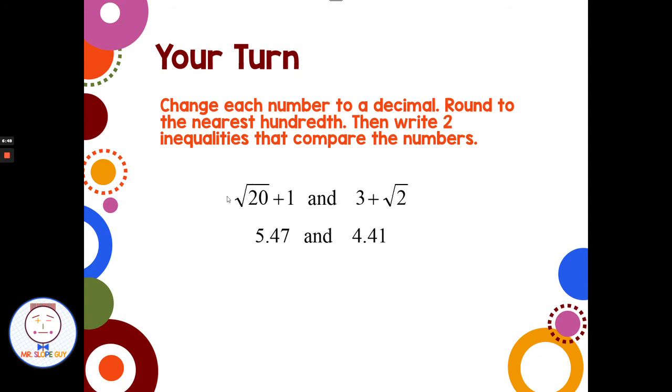So when I'm writing my inequalities, it should be opening towards this number. The square root of 20 plus 1 is going to be bigger than 3 plus the square root of 2 because the decimal forms obviously show that this one is larger. So my two inequalities: the square root of 20 plus 1 is greater than 3 plus the square root of 2, and 3 plus the square root of 2 is less than the square root of 20 plus 1.